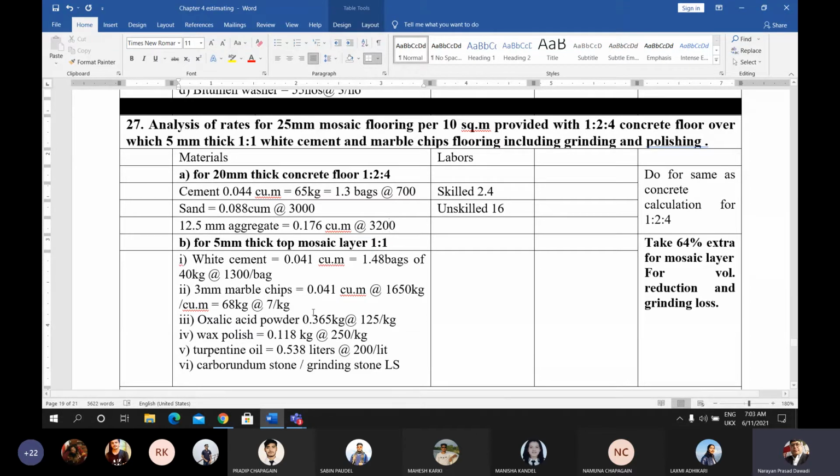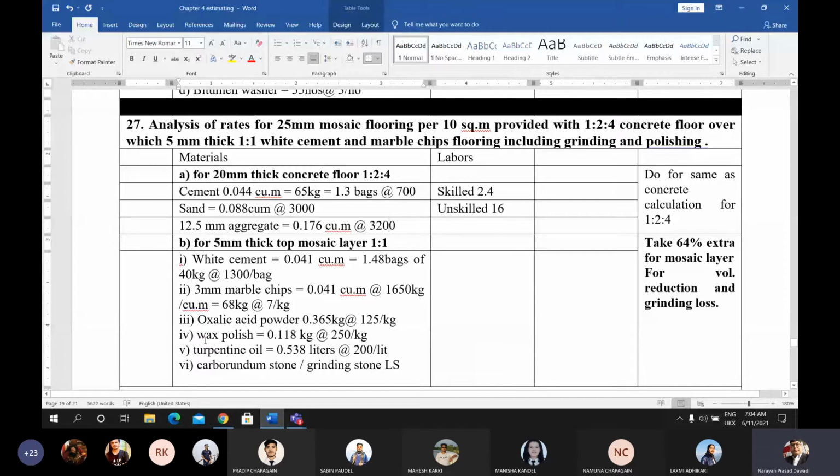Okay, the oxalic acid powder is 0.365 kg at the rate of rupees 125 per kg, and the wax polish is 0.118 kg at rupees 250 per kg. Turpentine oil is 0.538 liters at the rate of 200 per liter, and the carborundum stone or grinding stone can be used as a lump sum. Okay, you can put the carborundum stone as 5 numbers here. One carborundum stone can cost rupees 250 or 300. You can provide the carborundum stone as rupees 1500 lump sum.